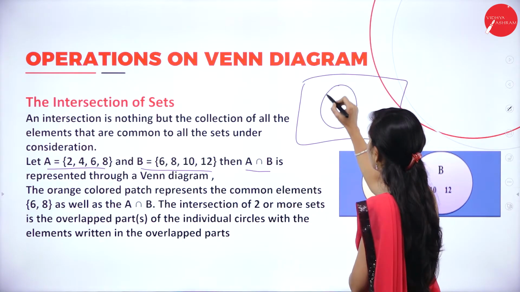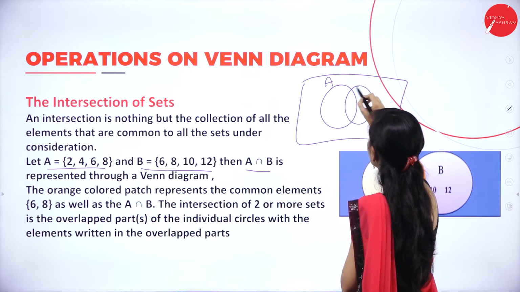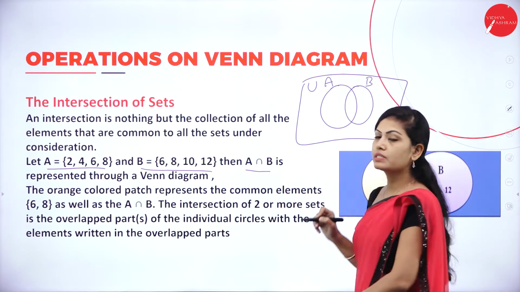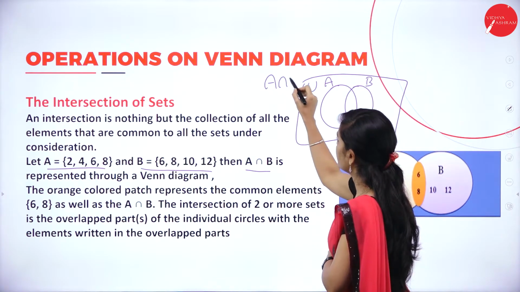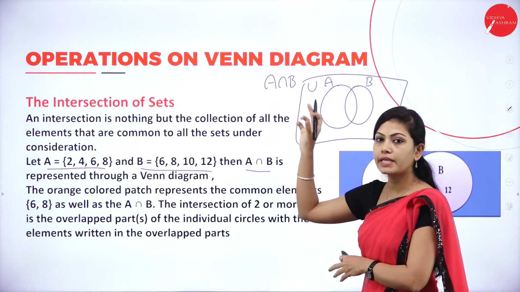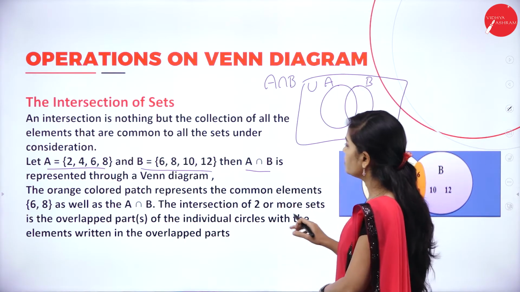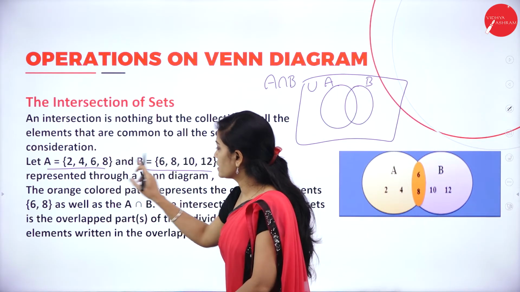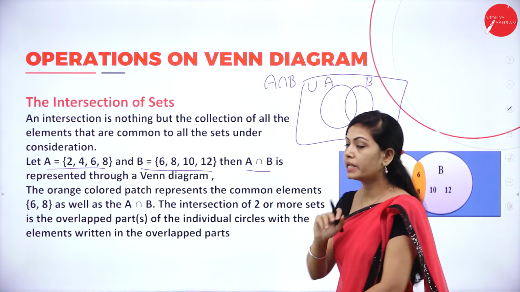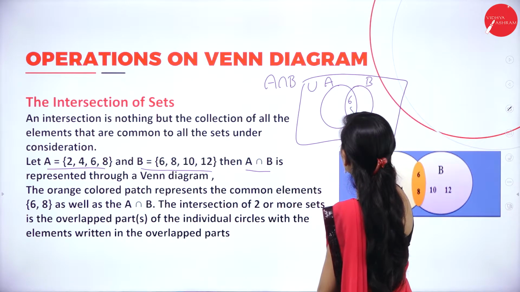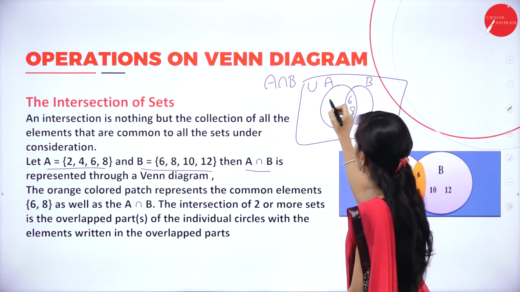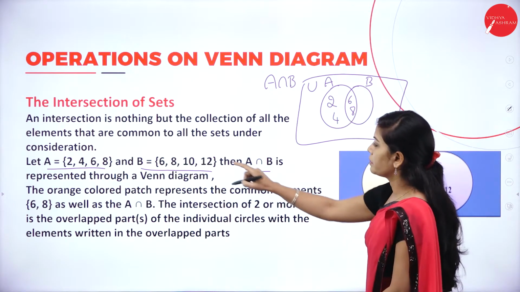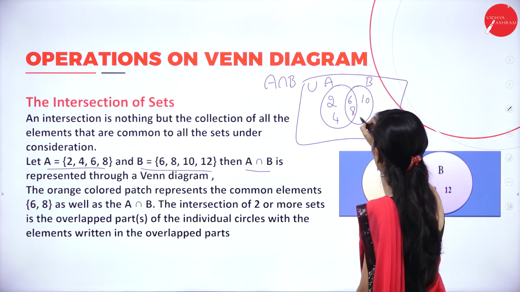I have 2 sets, set A and set B. This is the universal set, and here we have to represent A intersection B. This is the intersection operation I am doing here. So here 2, 4, 6, 8 and 6, 8, 10, 12. Which is the common element? 6, 8 is my common element, right? And the remaining elements of A are 2 and 4. The remaining elements of B are 10 and 12.